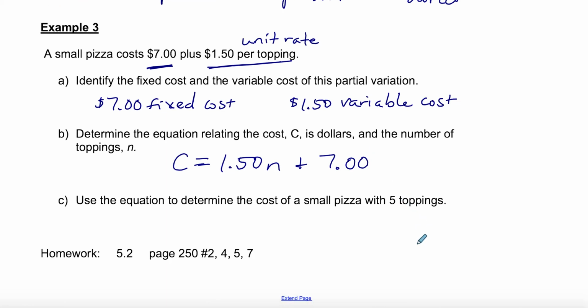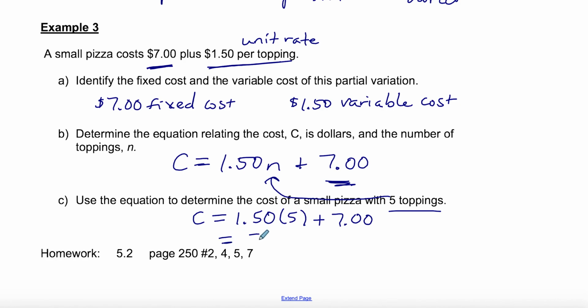So use the equation to determine the cost of a small pizza with 5 toppings. So that's why we write these equations in the first place. This is a partial variation because it has an initial fee here, an initial value. The reason we write these equations is because if I sub in 5 right there for that variable, so the 5 gets subbed in for the letter, $1.50 times 5 toppings, plus we can't forget to add the $7 for the pizza, original price of the pizza, $7.50 just for the toppings, and then $7 for the pizza. So in total, we're able to figure out that the pizza would cost $14.50.